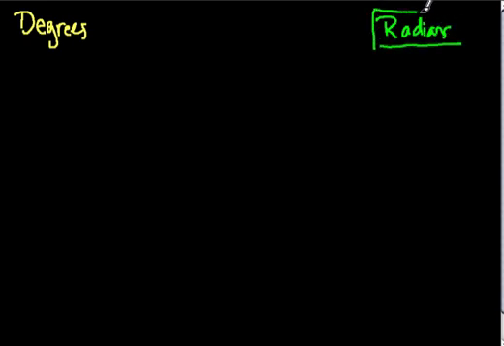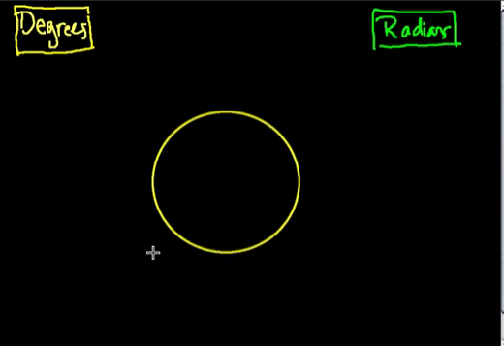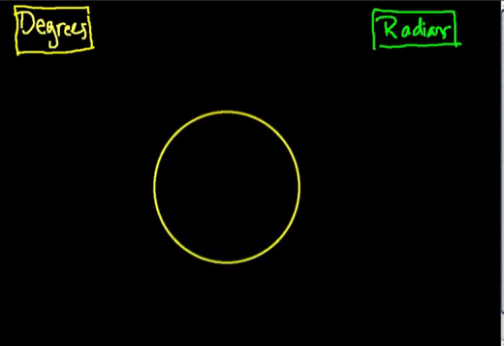So these two things come up in trigonometry and they're closely related. They describe angles in different ways. And we can look at a circle to understand what's going on. So if we draw a circle, this is my circle right there, and the circle has a center.